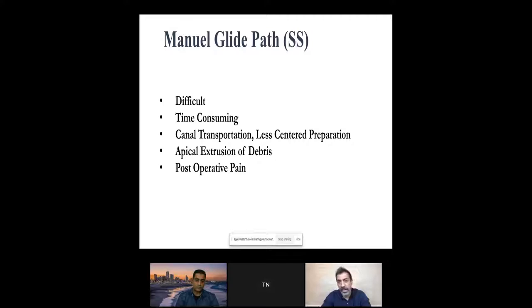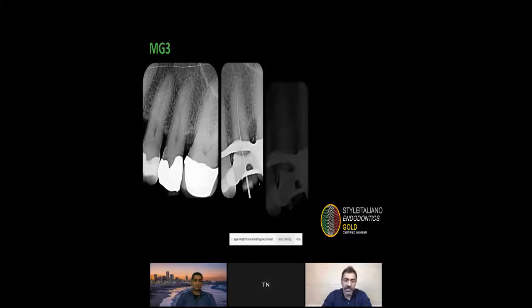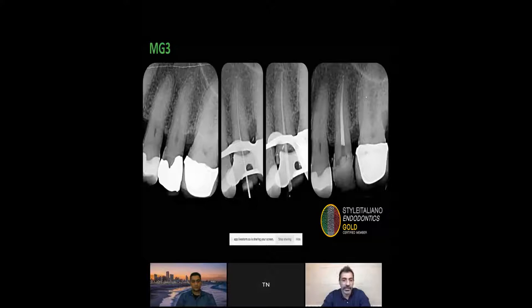This is why, in this case, this is an MG3 case. Once we have the patency, the glide path, this is a straightforward case. We have the working length, we have the confirmation, and this is the obturation. So the glide path is a very essential part of our treatment, and this is one of the first parts of the treatment.